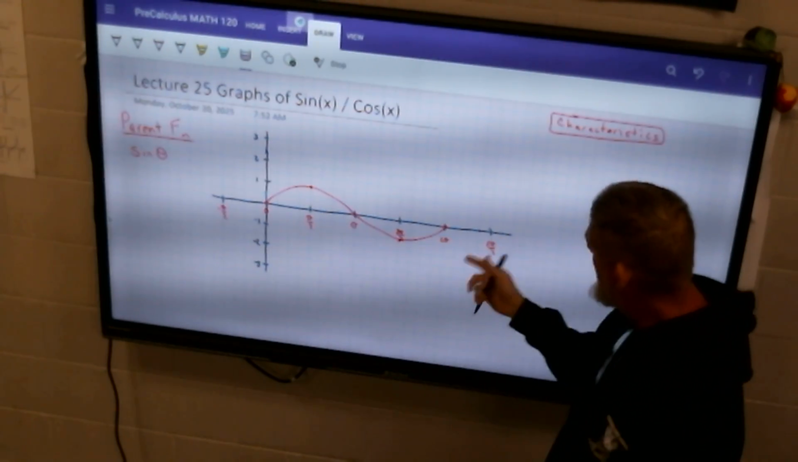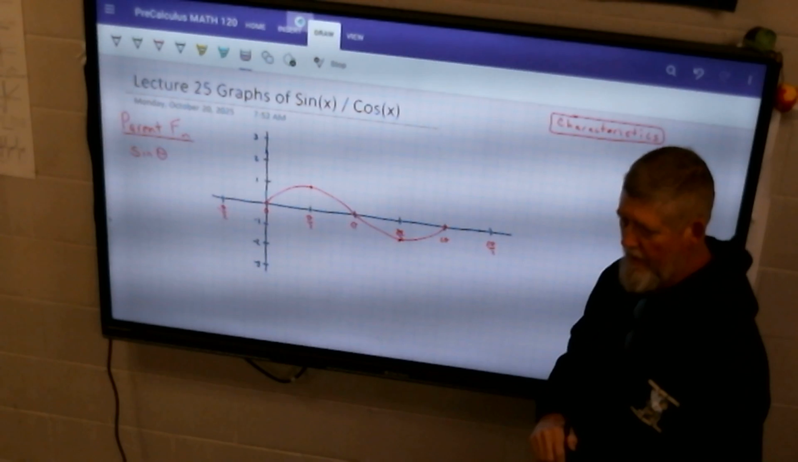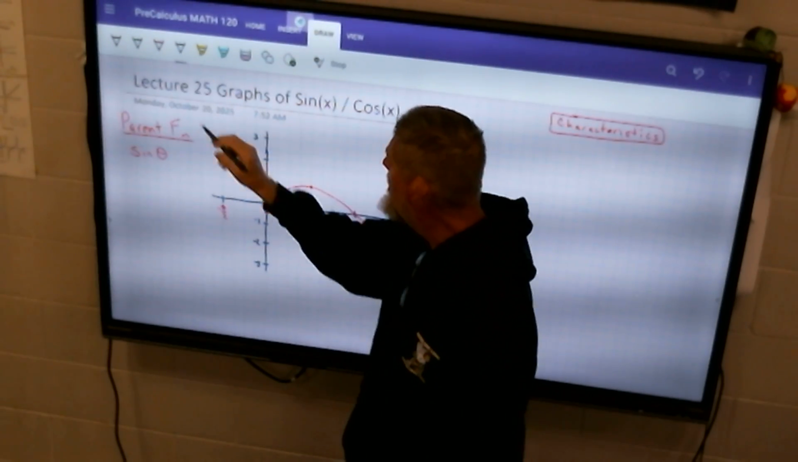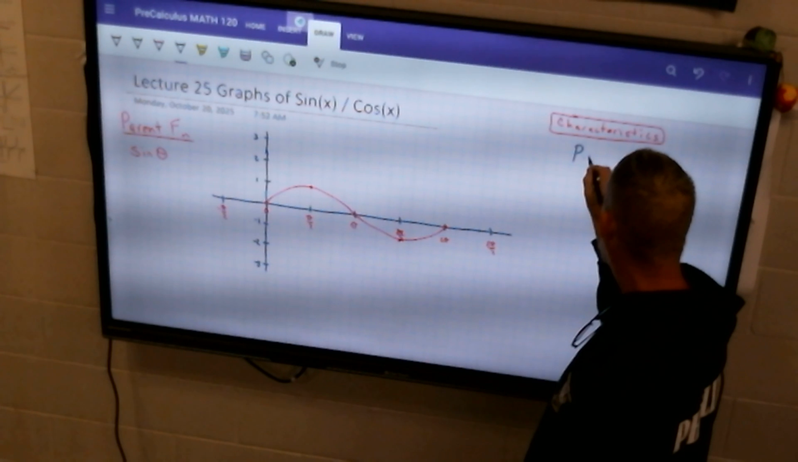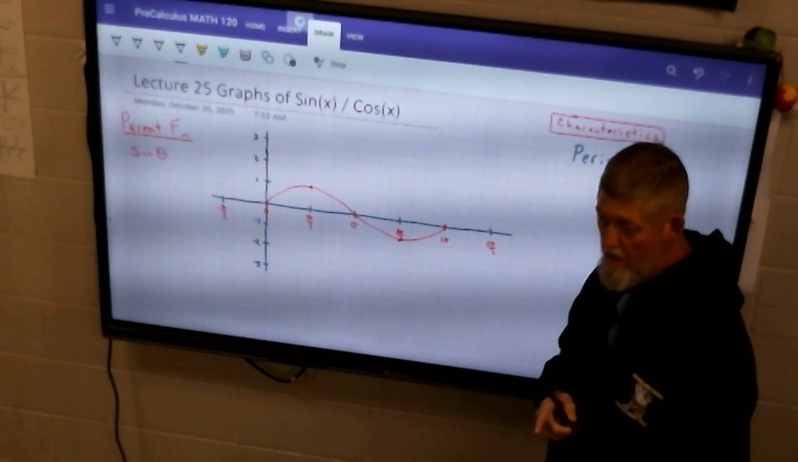First of all, whenever we start with a graph, what characteristics can you tell me about the sine graph? We know it's periodic. What does that mean? We talked about this the other day. What does it mean to be periodic? Split it up.